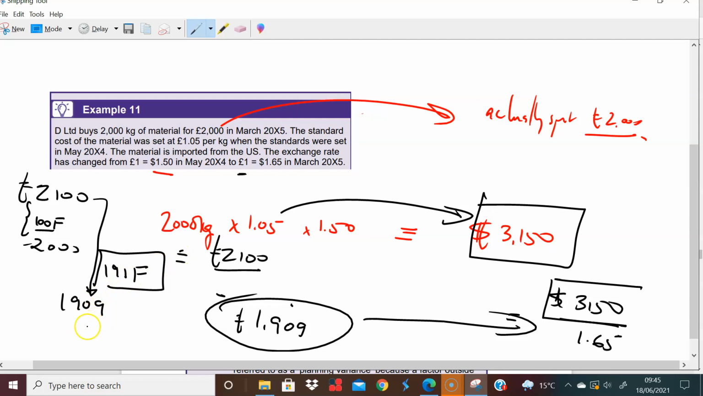So you should have bought these goods for 1,909. But unfortunately, you end up spending £2,000, which is unfavorable. So you end up spending £91 more than we would have expected you to spend, which is why, of course, it is overall 100 favorable, because it is 191 favorable plus 91 adverse, right? Because you spent 2,000, you should have spent 1,909, because the exchange rate has moved in your favor and you are spending fewer pounds to buy that product.